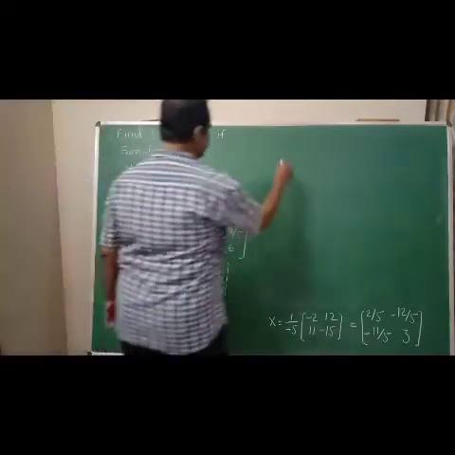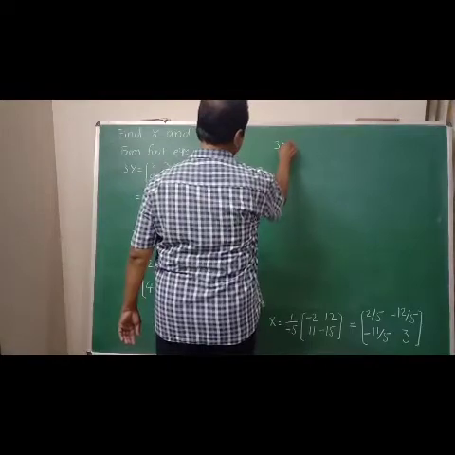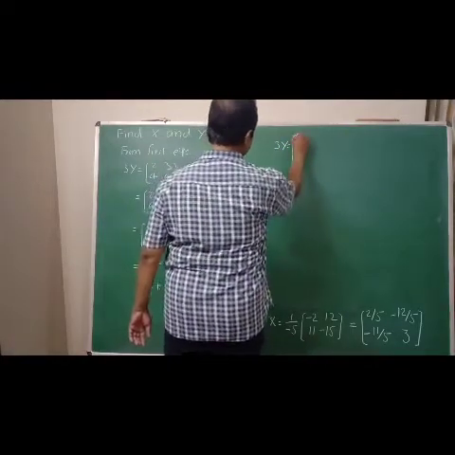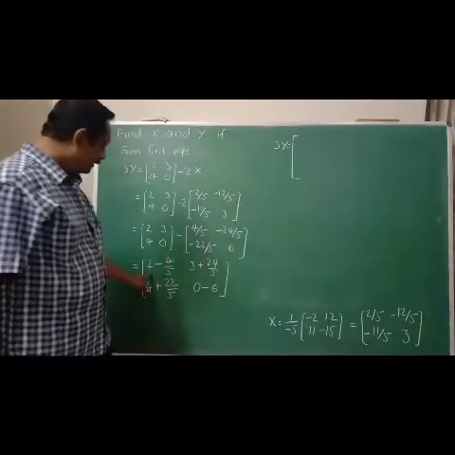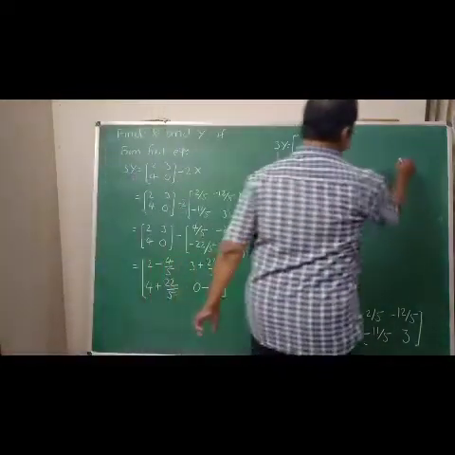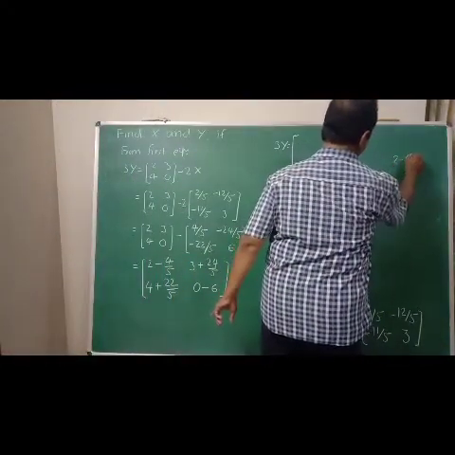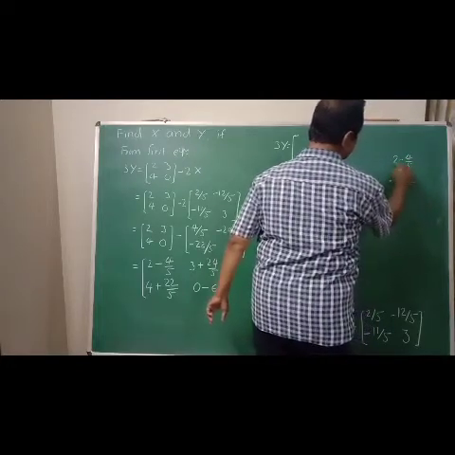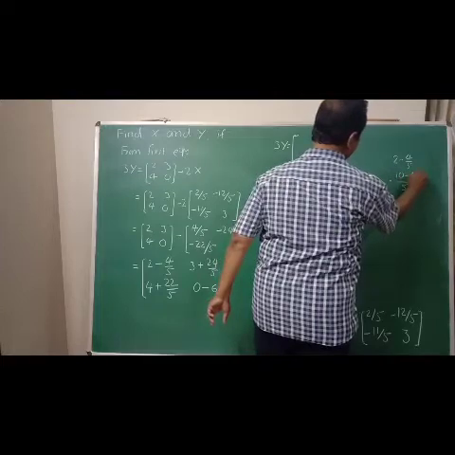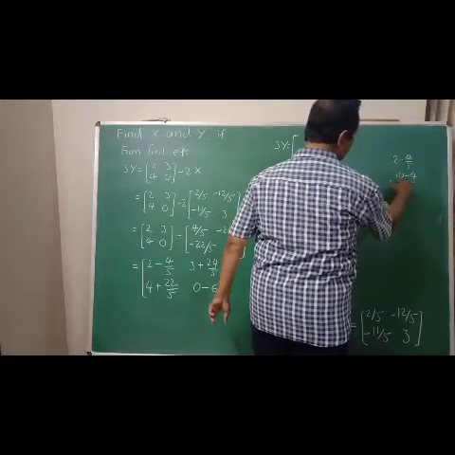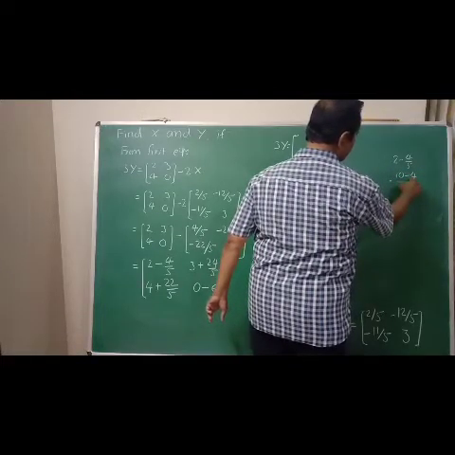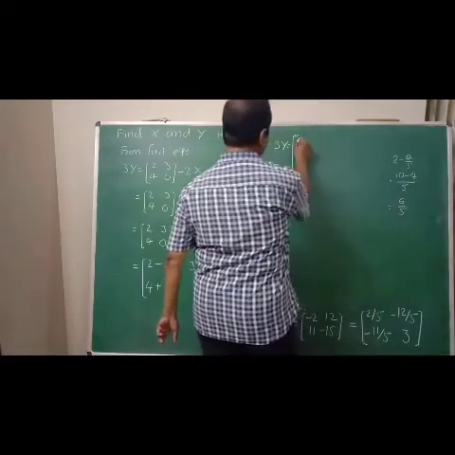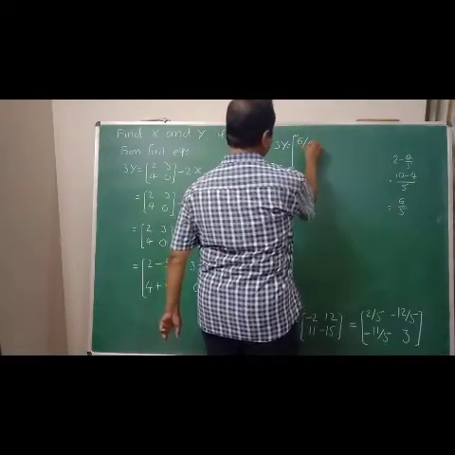Therefore, 3y is equal to the following. Here we have 2 minus 4 divided by 5. 5 is the LCM. 5 2s are 10, minus 4, 10 minus 4 is 6. So it is 6 divided by 5.